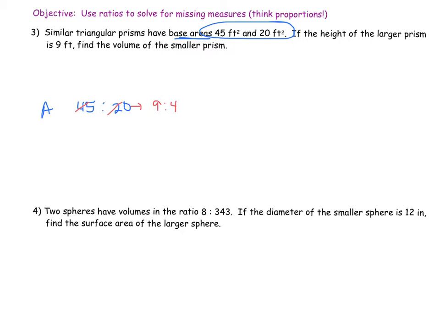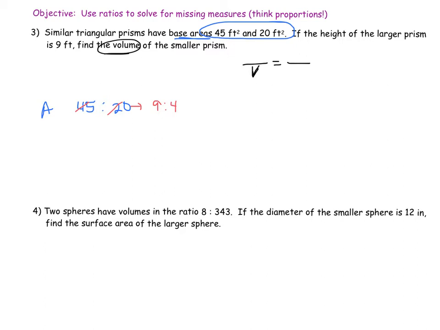We need to find the volume of the smaller prism. And you're going to notice this one is a little bit more difficult because we're not given directly a volume, but yet we have to find a volume. I'm going to show you two ways to do this. The first way is, let's make our proportion having to do with volumes because we're asked to find the volume. So volume of the smaller prism is what I'm looking for. I'm going to use V for volume. And that means I must know the volume of the larger prism.